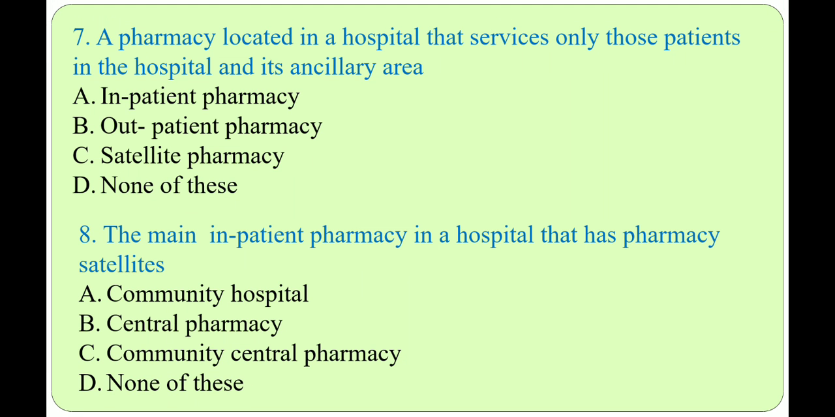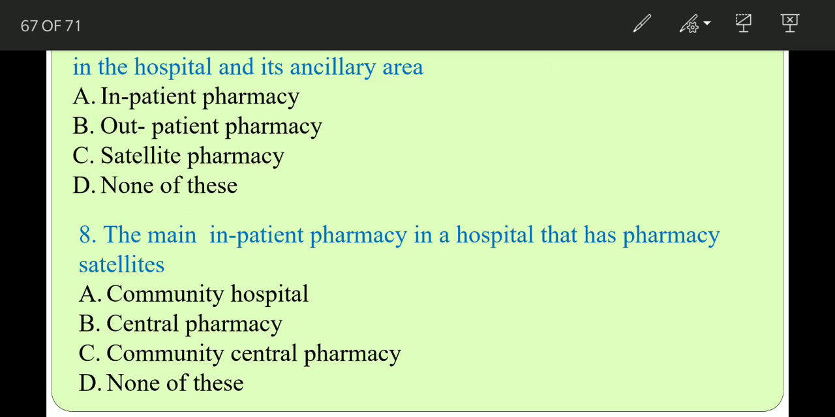Next question is, a pharmacy located in a hospital that serves only those patients in the hospital and its ancillary areas. So the options are A. Inpatient pharmacy, B. Outpatient pharmacy, C. Satellite pharmacy, D. None of these. So the correct option is B, that is outpatient pharmacy.